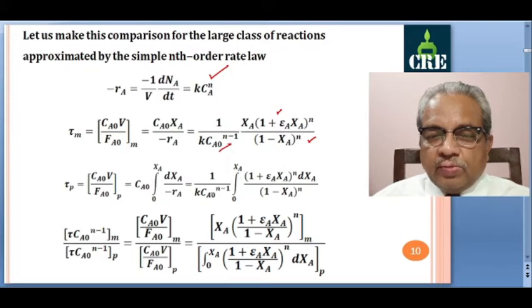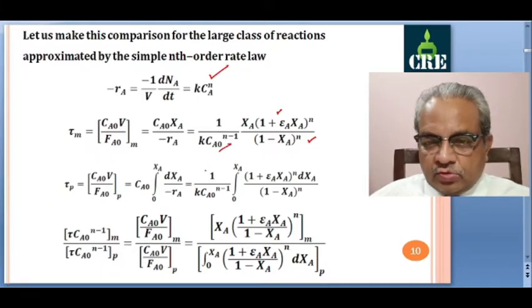Ca0 raised to n minus 1 on this side, so it will go in the numerator. So tau into Ca0 raised to n minus 1 for mixed flow divided by tau into Ca0 raised to n minus 1 for plug flow is the same as the ratio of this term to this term, and it is the same as the ratio of this term to this term. Okay. So in this ratio, if you see, K and K will cancel out.